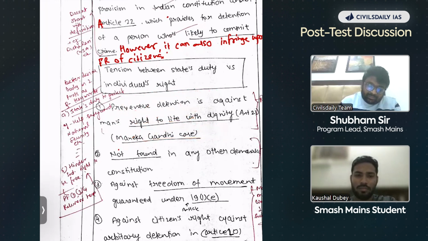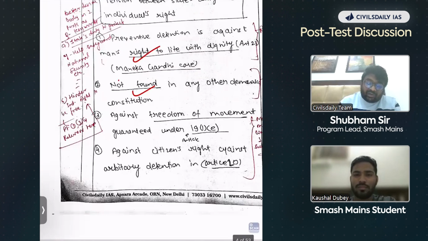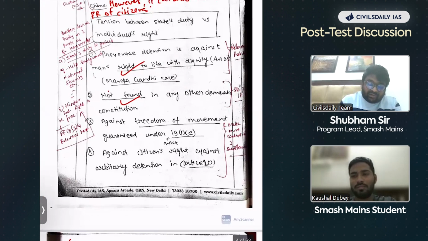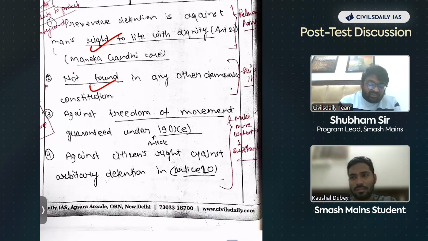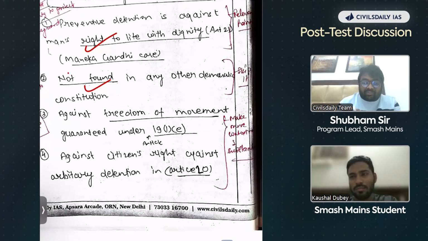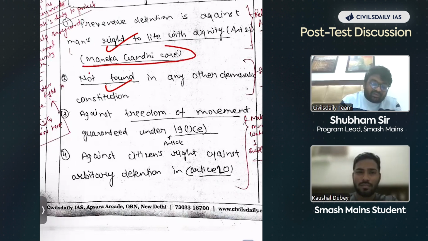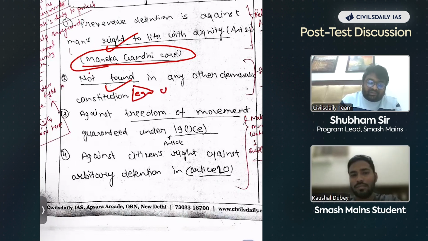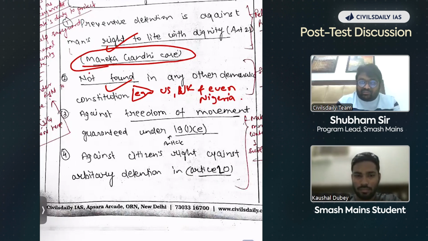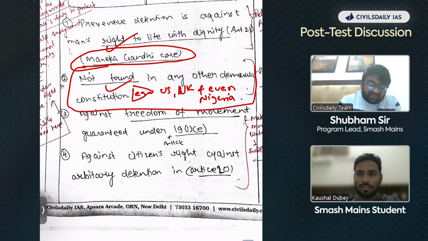Now the points that you have written are with respect to individual rights, not found in any other democratic constitution. Example here again: if your points are not self-explanatory, try to substantiate them using an example. Here you have substantiated using a specific judgment. Here also you can substantiate it using examples from other democracies: US, UK, and even countries like Nigeria. Now that becomes a complete, specific point.